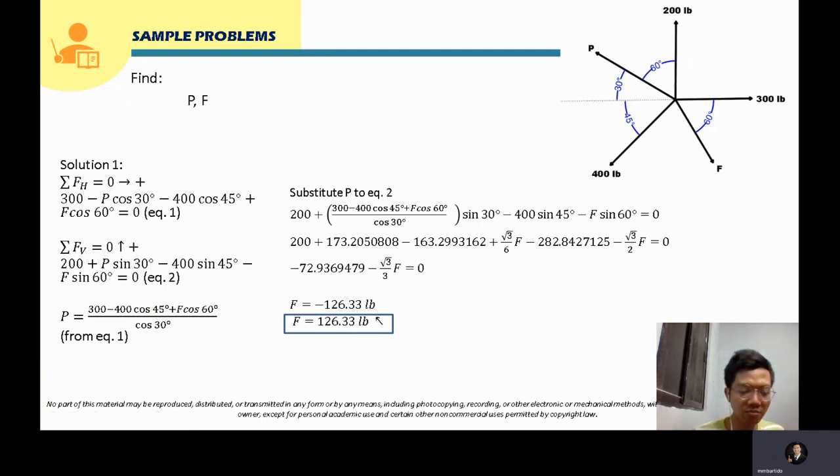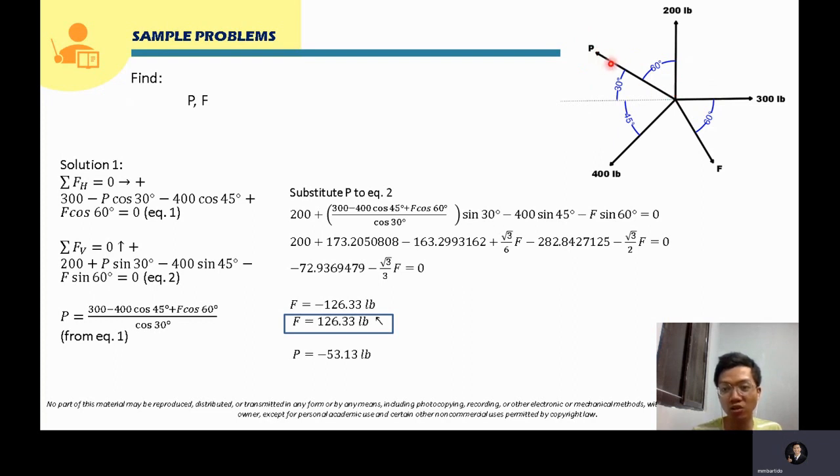Okay, so this will be 300 minus 400 cosine 45. This will be plus, and our F is negative 126.33 since our assumption is wrong. Okay, and then cosine 60 over cosine 30. Okay, and it will give us negative 53.13 pounds. So our P here is also negative. So meaning to say, the direction of this force P is also wrong.